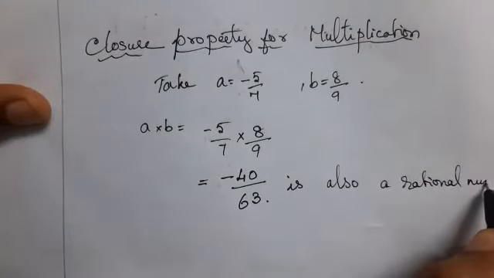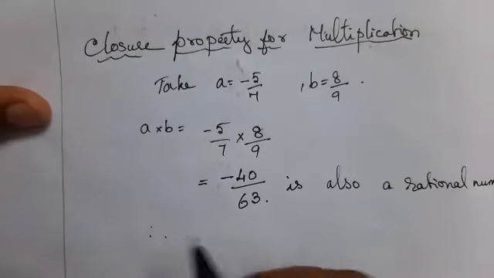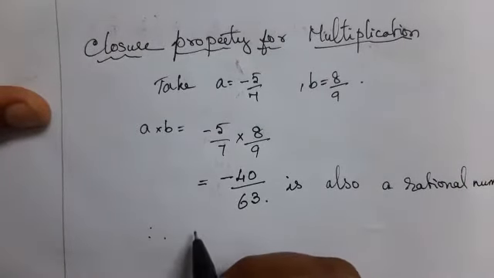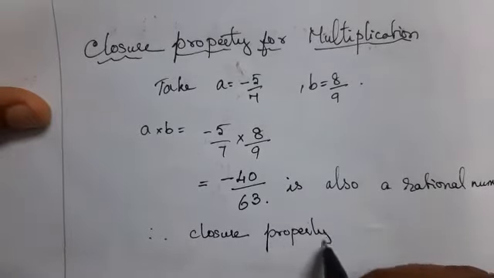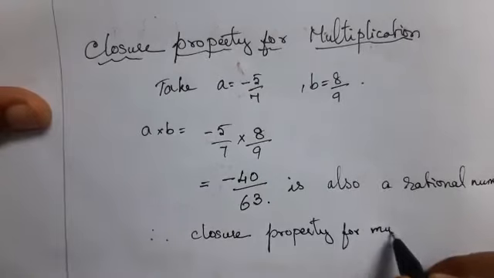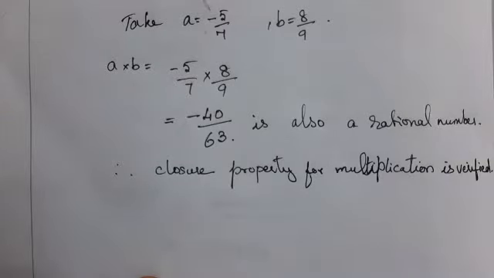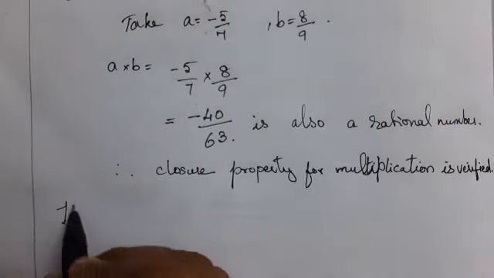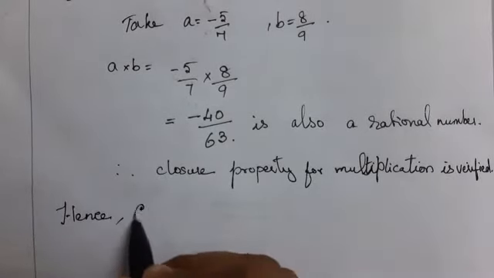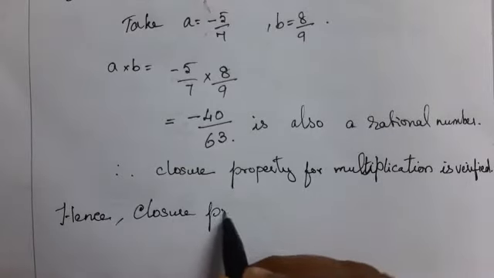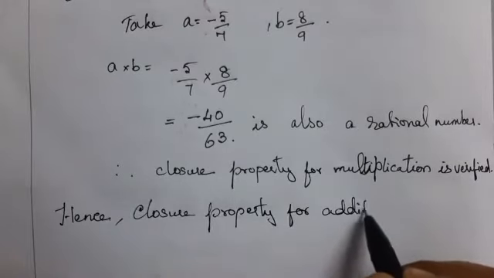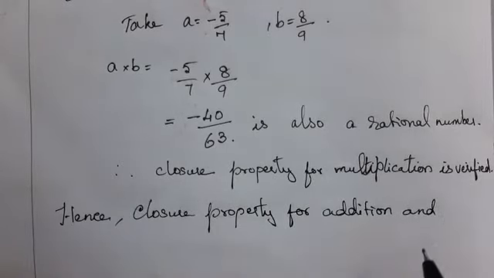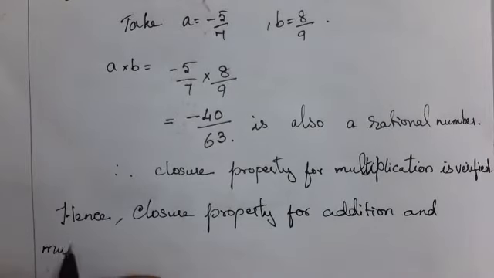For closure property for addition, add a plus b. For closure property for multiplication, multiply a and b. Therefore, closure property for addition and multiplication are verified.